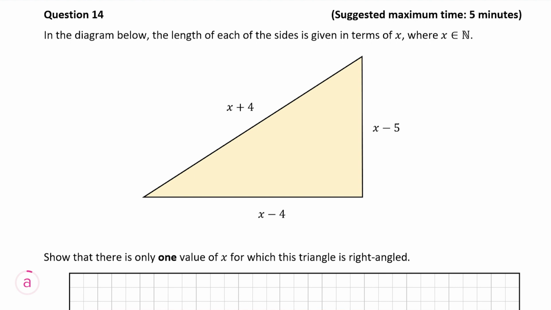So let's start. We're given a diagram and the length of each side is given in terms of x, and we're asked to show that there is only one value for x for which the triangle is right angled. Pythagoras' theorem says that the hypotenuse squared is equal to both the other sides squared added together. So in other words, the hypotenuse squared is equal to the opposite squared plus the adjacent squared.